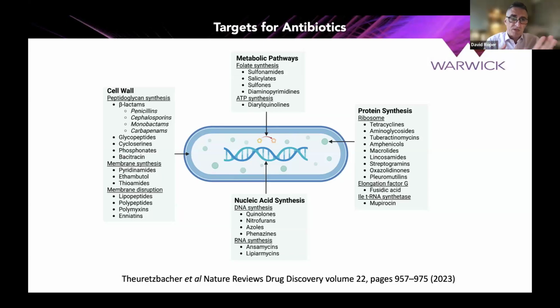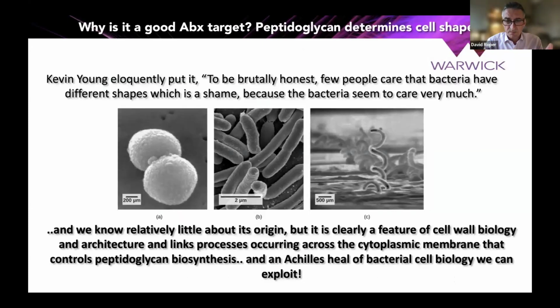But arguably, the greatest target for the antibiotics that we have is the bacterial cell wall, and of course the beta-lactams, which have saved lives since the 1940s, are one of the mainstays of antibiotic chemotherapy. So, what is it about the cell wall that's important? Well, the cell wall, in particular peptidoglycan, gives cells shape. And as Kevin Young eloquently put it, to be brutally honest, few people care about bacterial cell shapes, which is a shame because the bacteria seem to care very much. And in fact, they put a large amount of their energy and metabolism into this process.